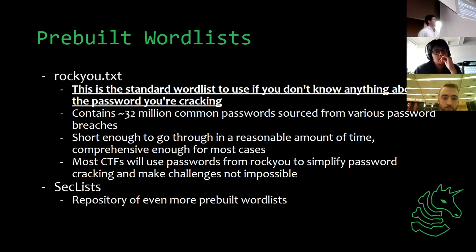And what you'll find is that most CTFs will use the rockyou.txt word list because of just how popular it is. They don't want to make a challenge impossible by making it impossible to crack a password. And then there's also SecLists, which is a repository of even more pre-built word lists. So for example, it'll contain default passwords for every single router, or the top 10 million passwords from a certain source. So SecLists is also a good place to find pre-built word lists.